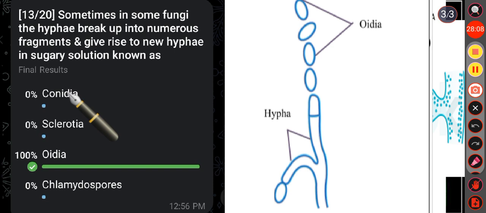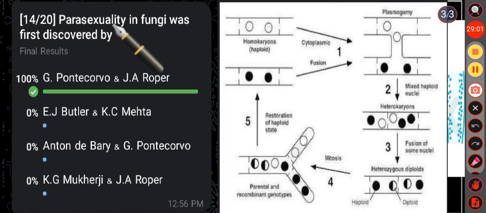We know conidia are non-motile exogenously produced asexual spores produced by certain fungi. Okay. Then option B, that is sclerotia. Sclerotia are hard compact structures formed by some fungi, serving as a survival mechanism and a source of nutrients. Then option D, that is chlamydospores. Chlamydospores are thick walled resting spores produced by certain fungi, particularly in adverse environmental conditions. But here the fungal hyphae break up into numerous fragments and give rise to new hyphae in sugary solution, known as oidia.